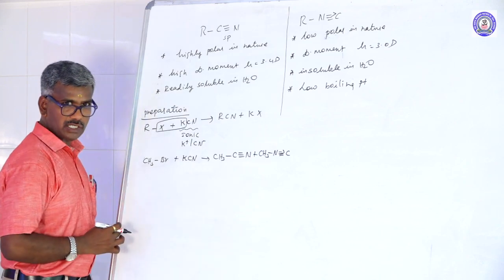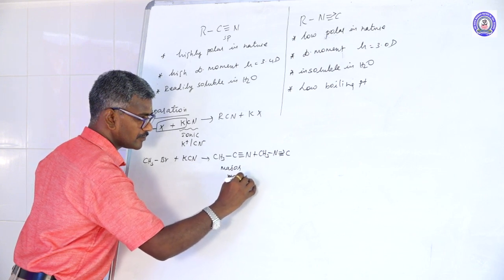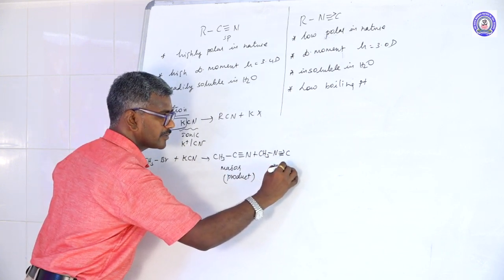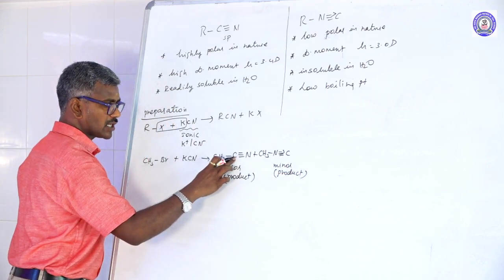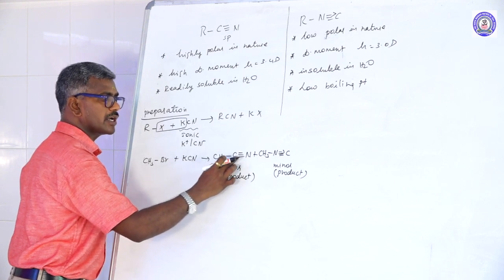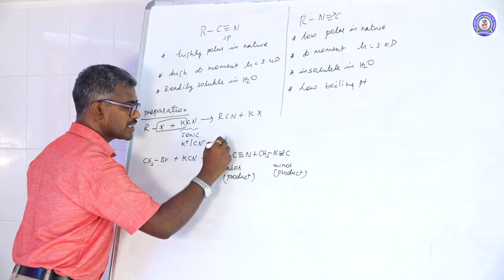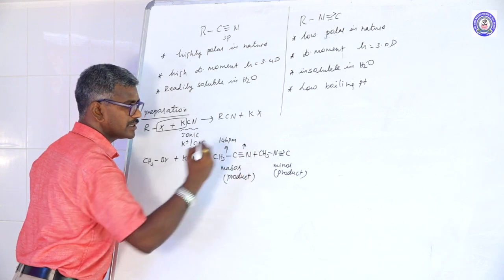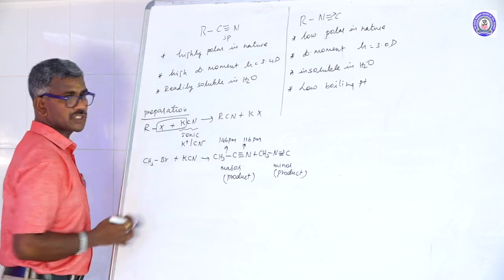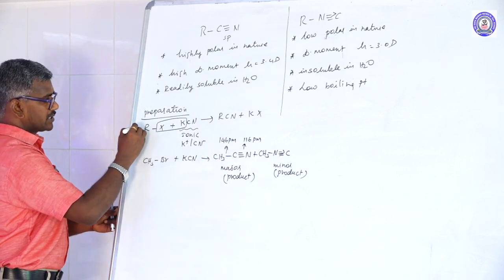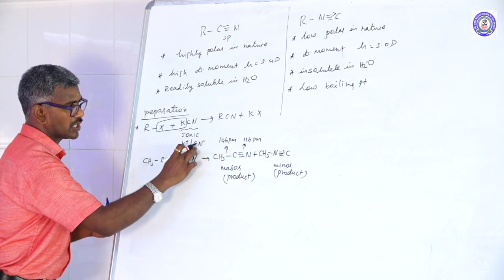There are two possible compounds. This compound is the major product. This compound is the minor product. Why? Because the carbon-carbon bond is comparatively a strong bond compared to the carbon-nitrogen bond. This bond length is 146 picometer. This bond length is 160 picometer. This is the major compound. This reaction involves a nucleophilic substitution reaction, because it occurs with a nucleophile.